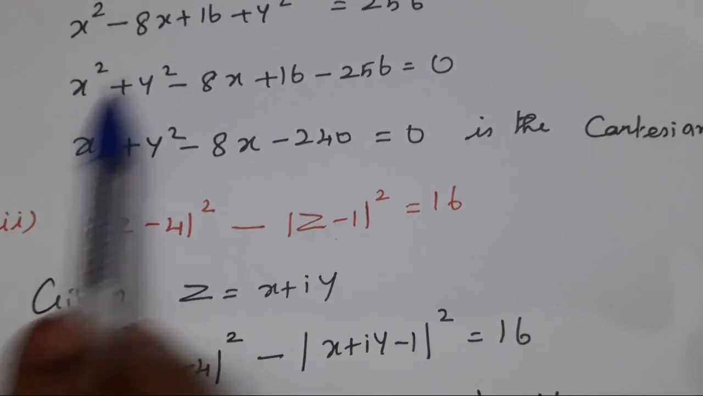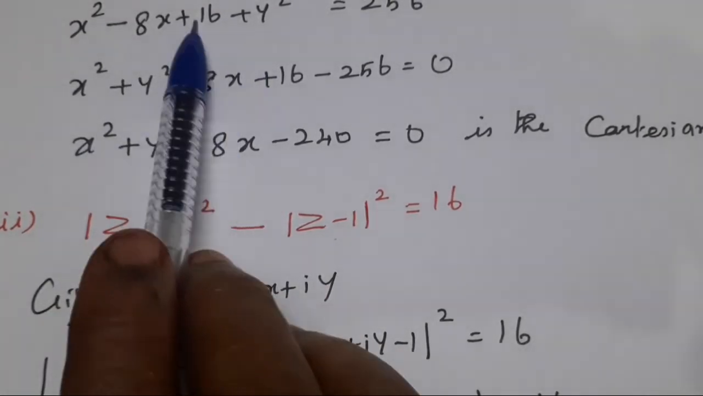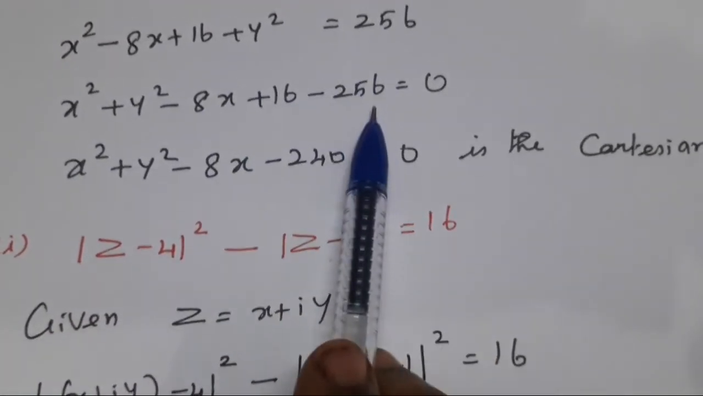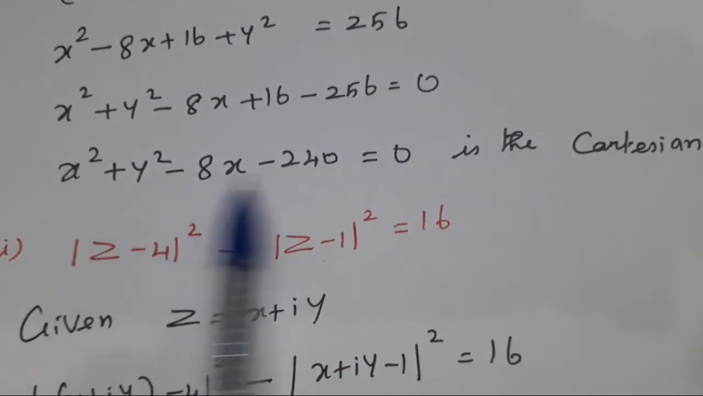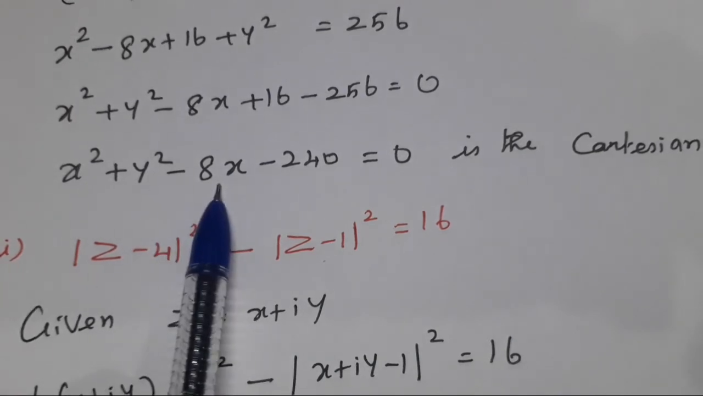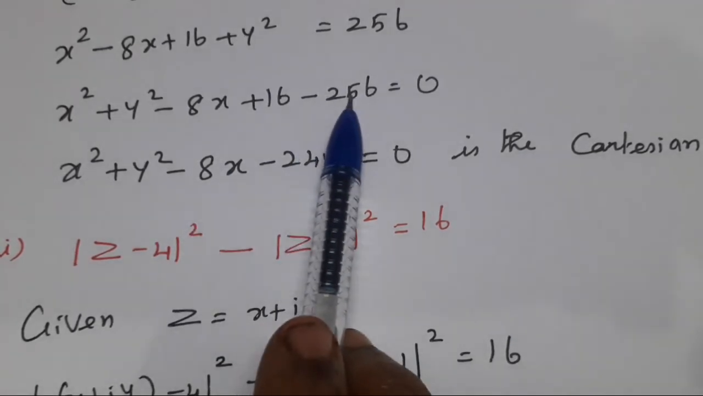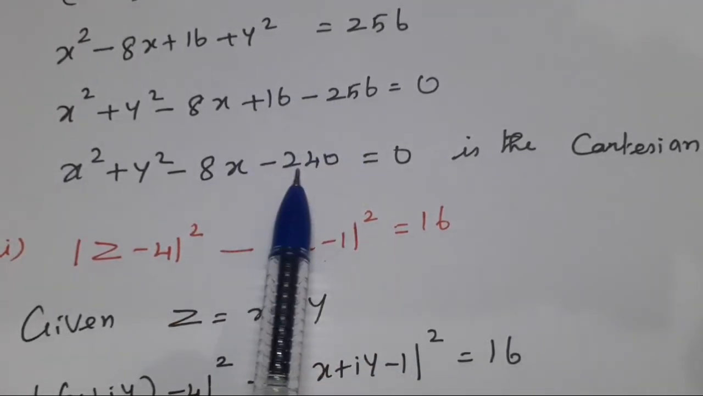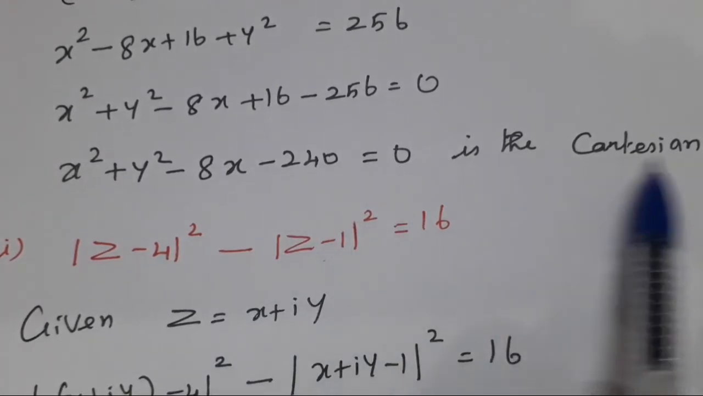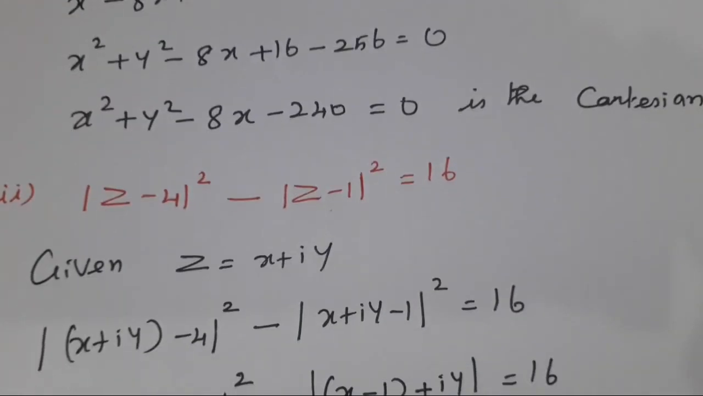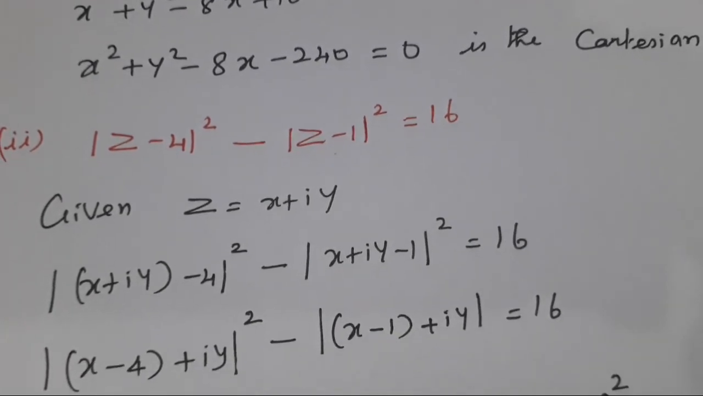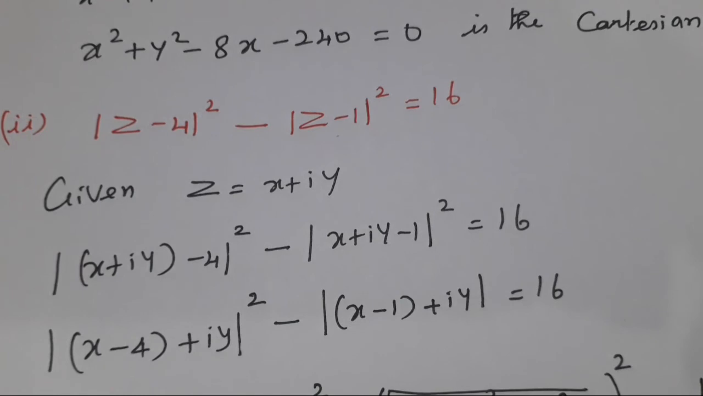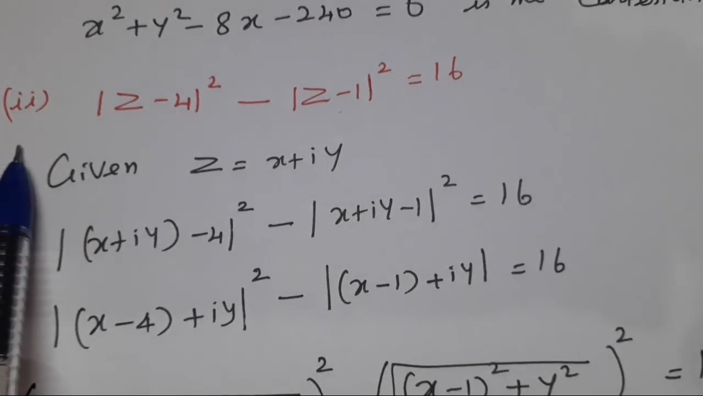So now x square plus y square minus 8x plus 16 minus 256 equal to 0. That is x square plus y square minus 8x minus 256 plus 16, that is minus 240 equal to 0, which is the Cartesian equation. Very simple only. Instead of z, in the given question, substitute the x plus iy value. We do the calculation. Modulus means nothing but, remember it, real part square plus imaginary part square. That's enough for you.